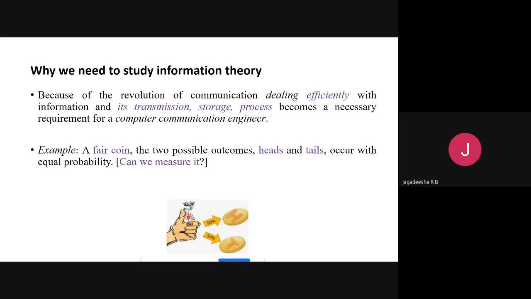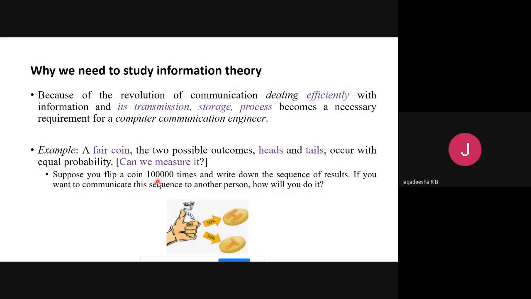So now, when you toss the coin, something will appear. Maybe head will appear or tail will appear. Then, can we measure that? Can we represent this event in the form of a measure, information? For example, you toss the coin maybe 100,000 times, and you will have so many results, right? Maybe some of them are heads, some of them are tails. So 1 lakh times the experiment is done.